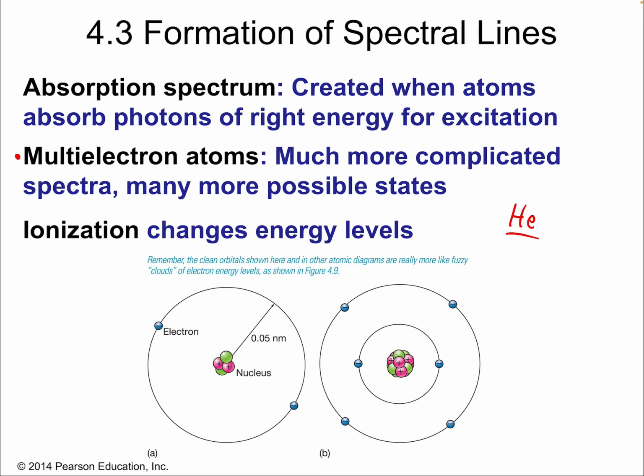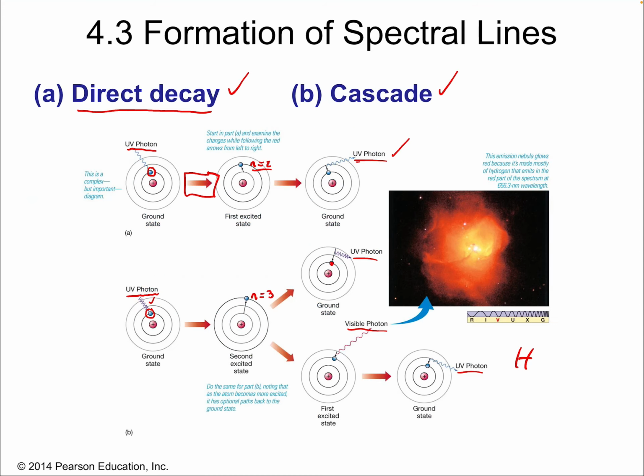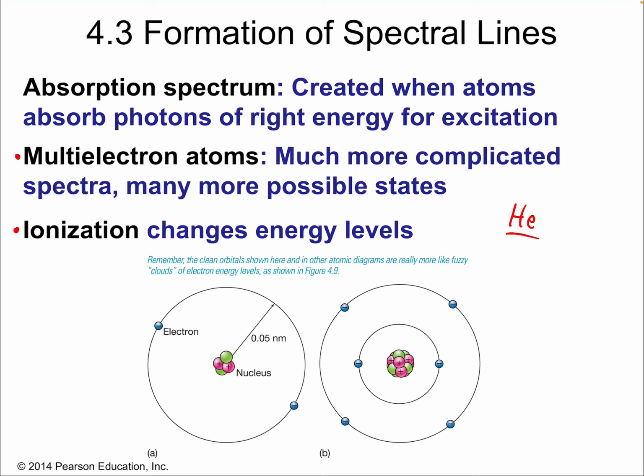Okay. There's also ionization, which changes the energy levels. That's where an atom, such as maybe helium or something larger, say carbon, has permanently lost some of its electrons. It's become an ion. It has permanently lost some of its electrons, and in doing so, it's still effectively that element, but now it's an ionized form of that element.